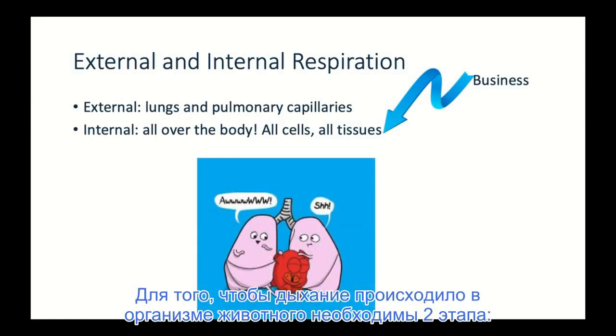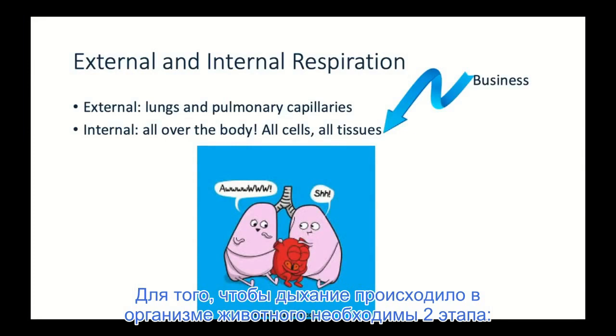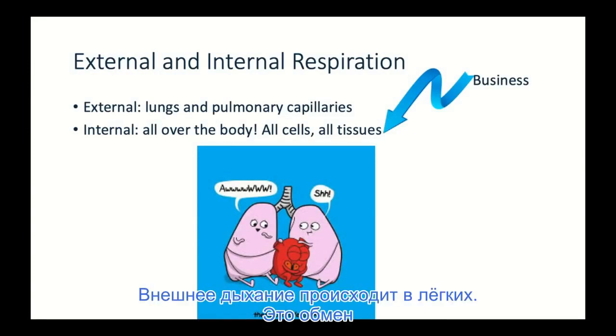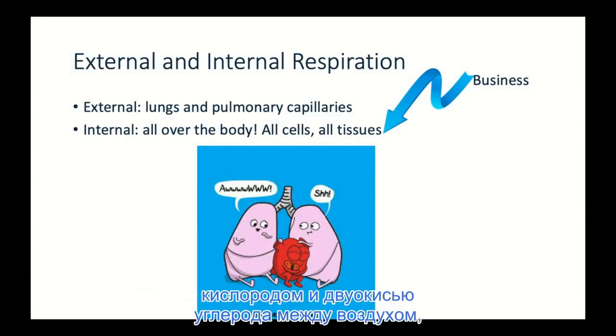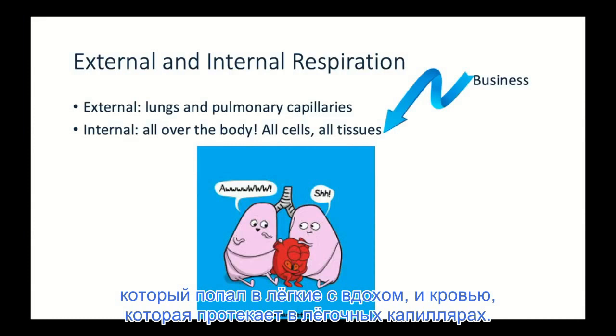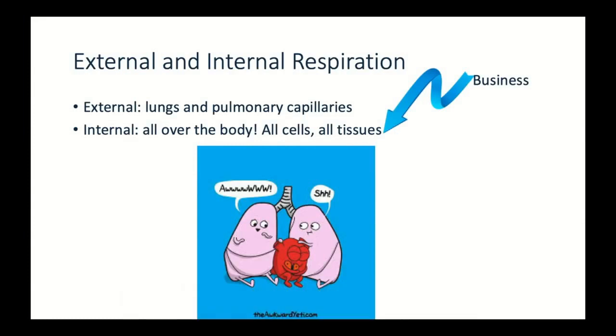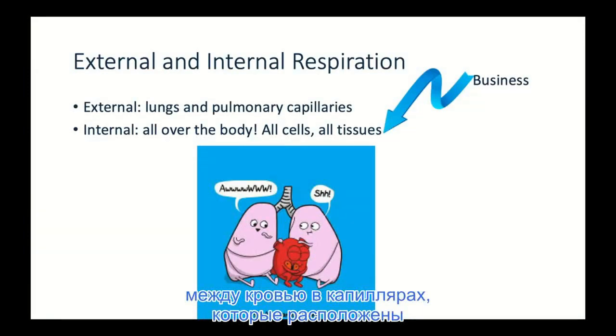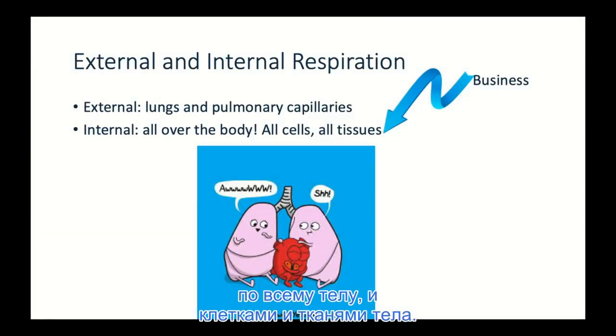Two steps are needed for respiration to take place in the animal's body, and that's the internal and external. External respiration occurs in the lungs. It's the exchange of oxygen and carbon dioxide between the air inhaled into the lungs and the blood flowing through the pulmonary capillaries. Internal respiration occurs all over the body, and it's the exchange of oxygen and carbon dioxide between the blood in the capillaries all over the body and the cells and the tissues in the body.